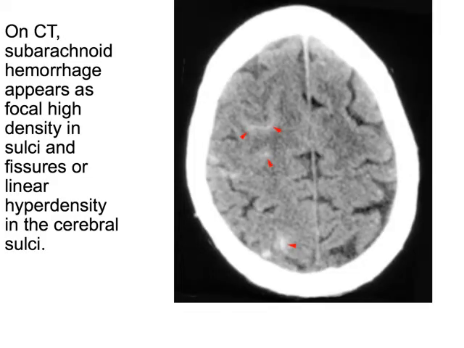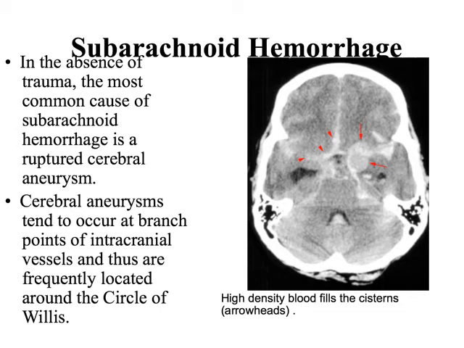So on CT, a subarachnoid hemorrhage appears as a focal high density in the sulci and fissures near the linear hypodensity. So all these little twists and turns. If we were able to scroll through these images, all through these little areas, we would see little fingers of white. So in the absence of trauma, the most common cause of a subarachnoid hemorrhage is a ruptured cerebral aneurysm.